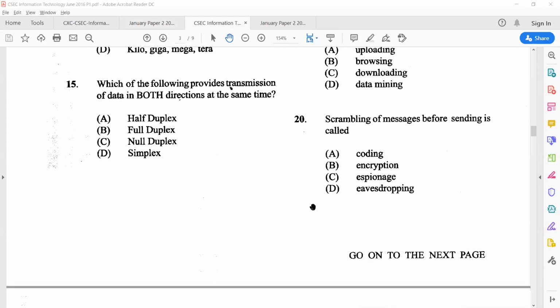All right, 20. Scrambling of messages before sending is called what? B, sir, encryption. Right, yes. So when I say scrambling of messages, basically that means the message will be converted to a format that's not easy to interpret or understand, right? So you would call that encryption, the process of encryption.